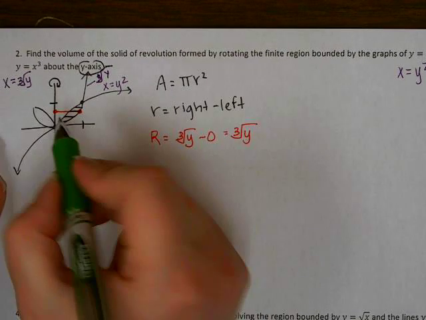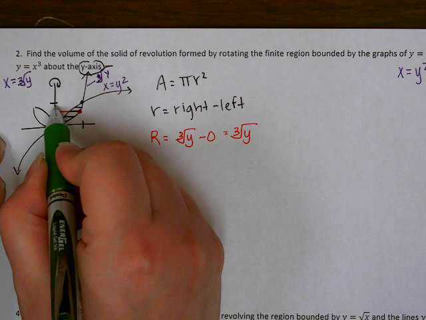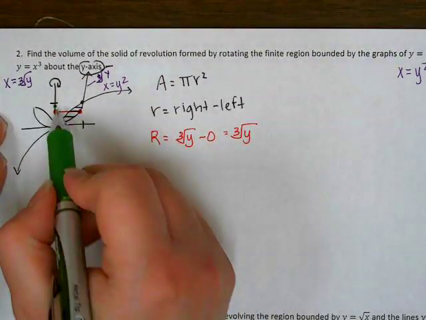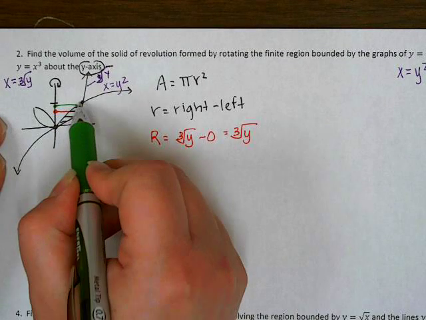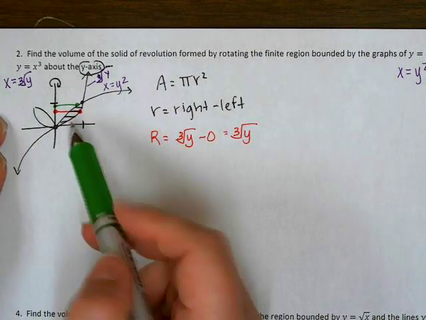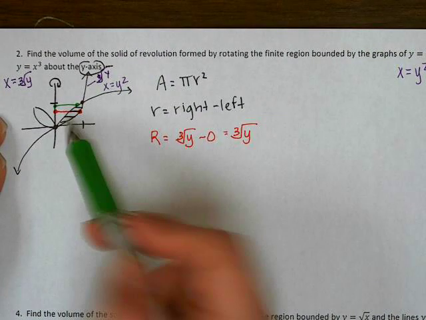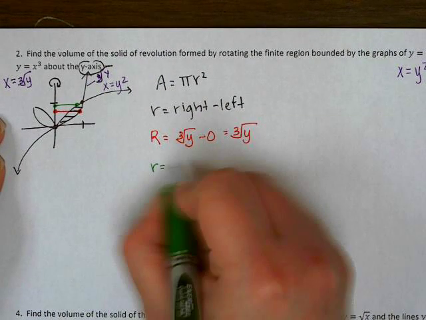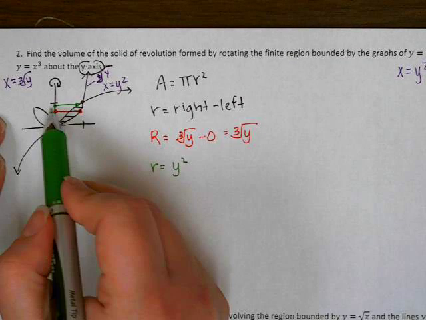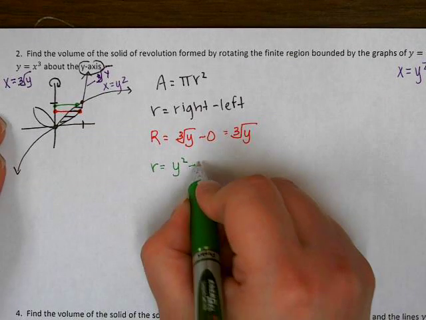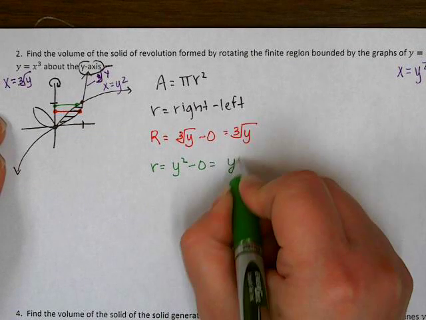For our inner radius, I'm going to again start at the center that I'm rotating around and go to my graph, which is right here. That's my inner radius, and that is that square root of x, so we know that that's y squared. That's my right function, and again the left is 0, so it's y squared.